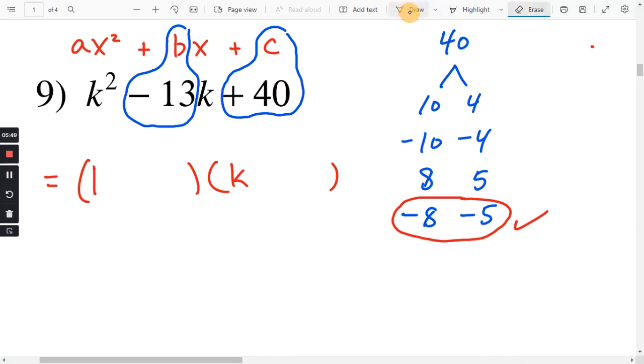All right, so we have k and k, and then we just want to use the negative 8 and the negative 5. So k minus 8, k minus 5, that's it. Final answer.